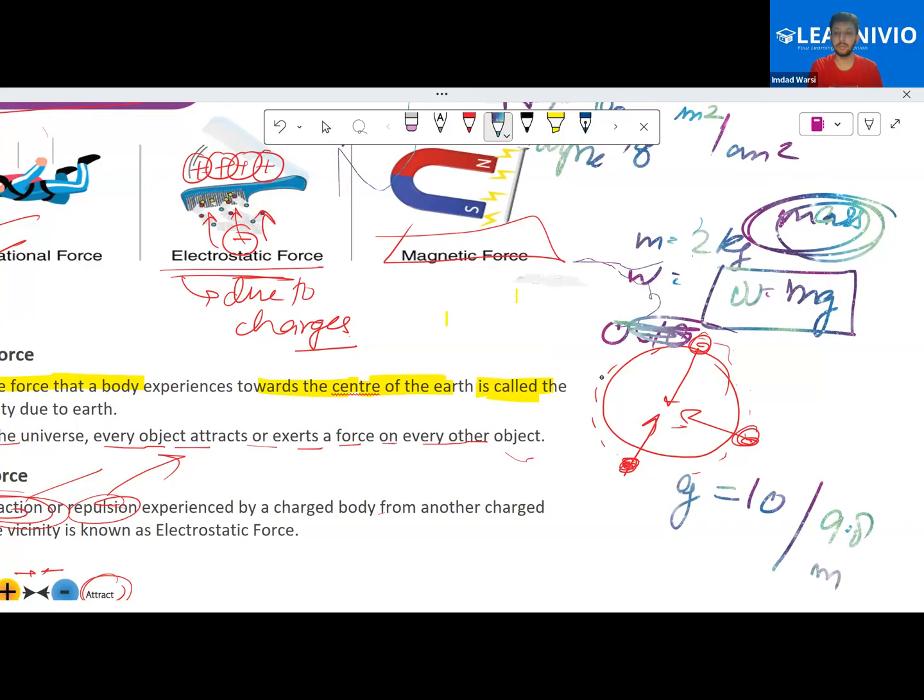What is the value of g? What is the unit of g? I don't know. So it is meter per second square. So we write 9.8 or 10 meter per second square. Where you have written g, in front, write the dimension also. It is meter per second square.